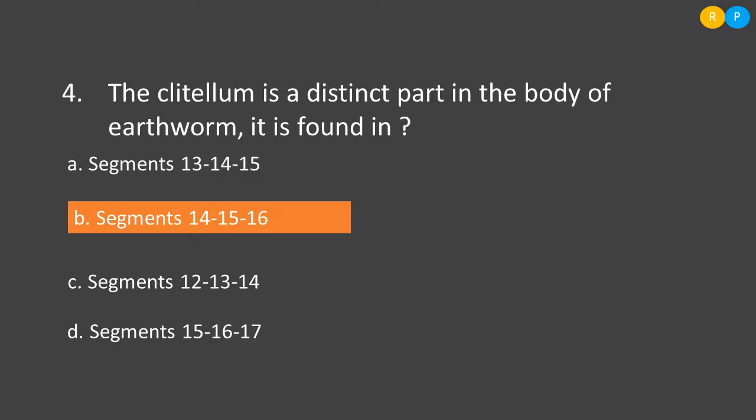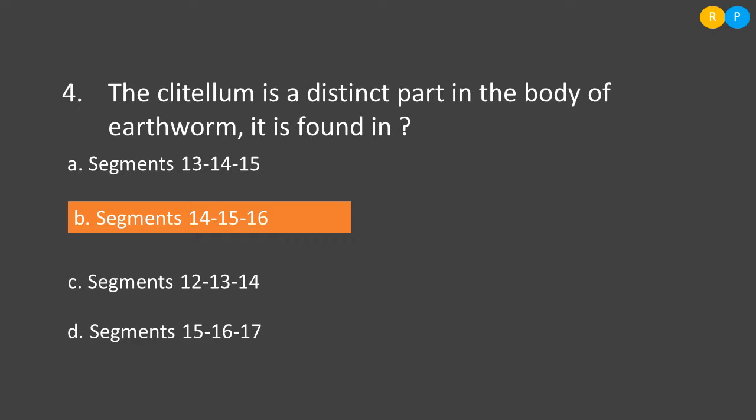So here they are asking which segment in the earthworm consists of clitellum. So what is the function of clitellum? Clitellum is actually a glandular tissue. It is dark in color, and it will cover some of the segments in earthworm. Actually, in the matured earthworm, we can see the presence of clitellum. It helps in reproduction because it will cover the fertilized egg. So this dark band will be present from 14th segment till 16th segment.